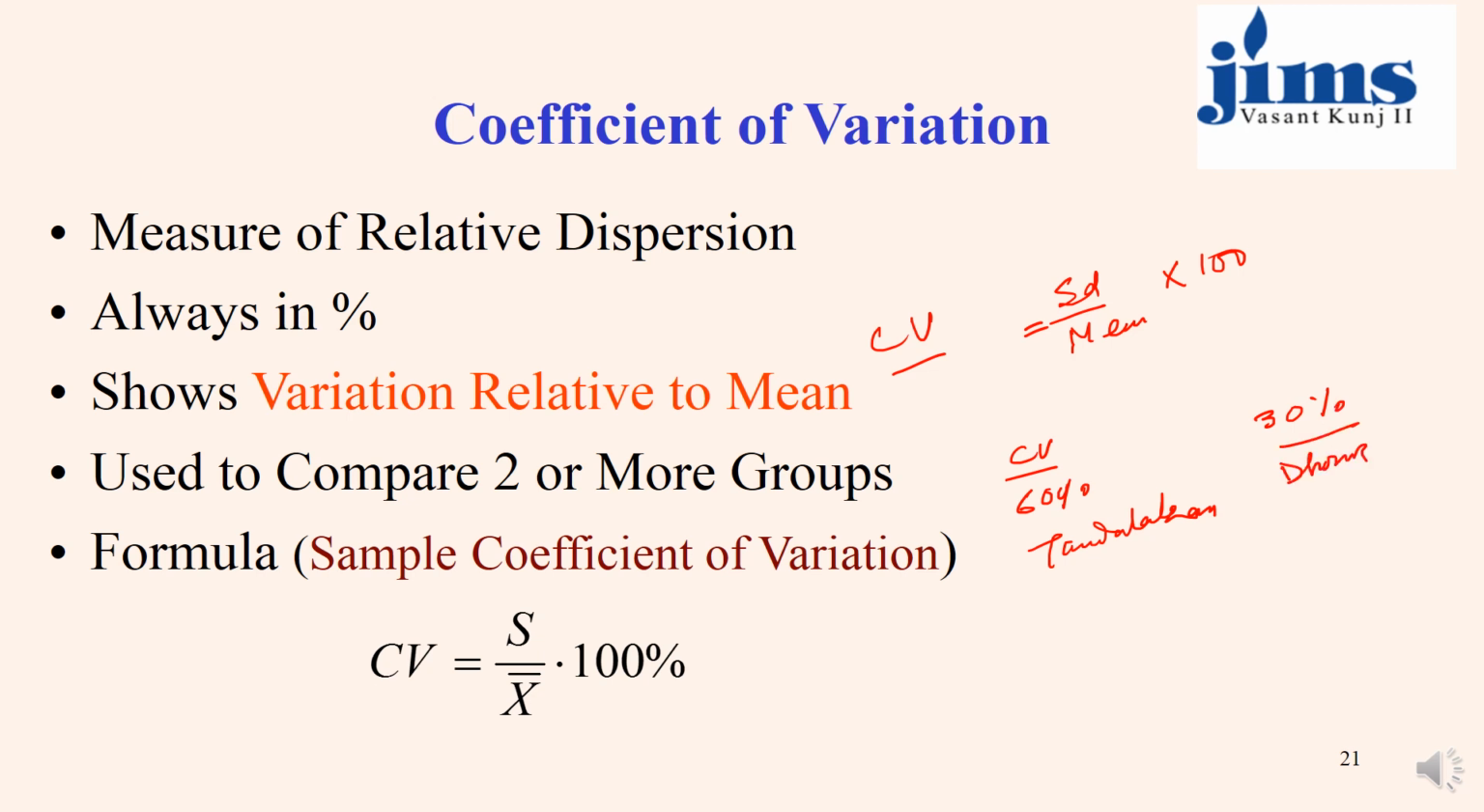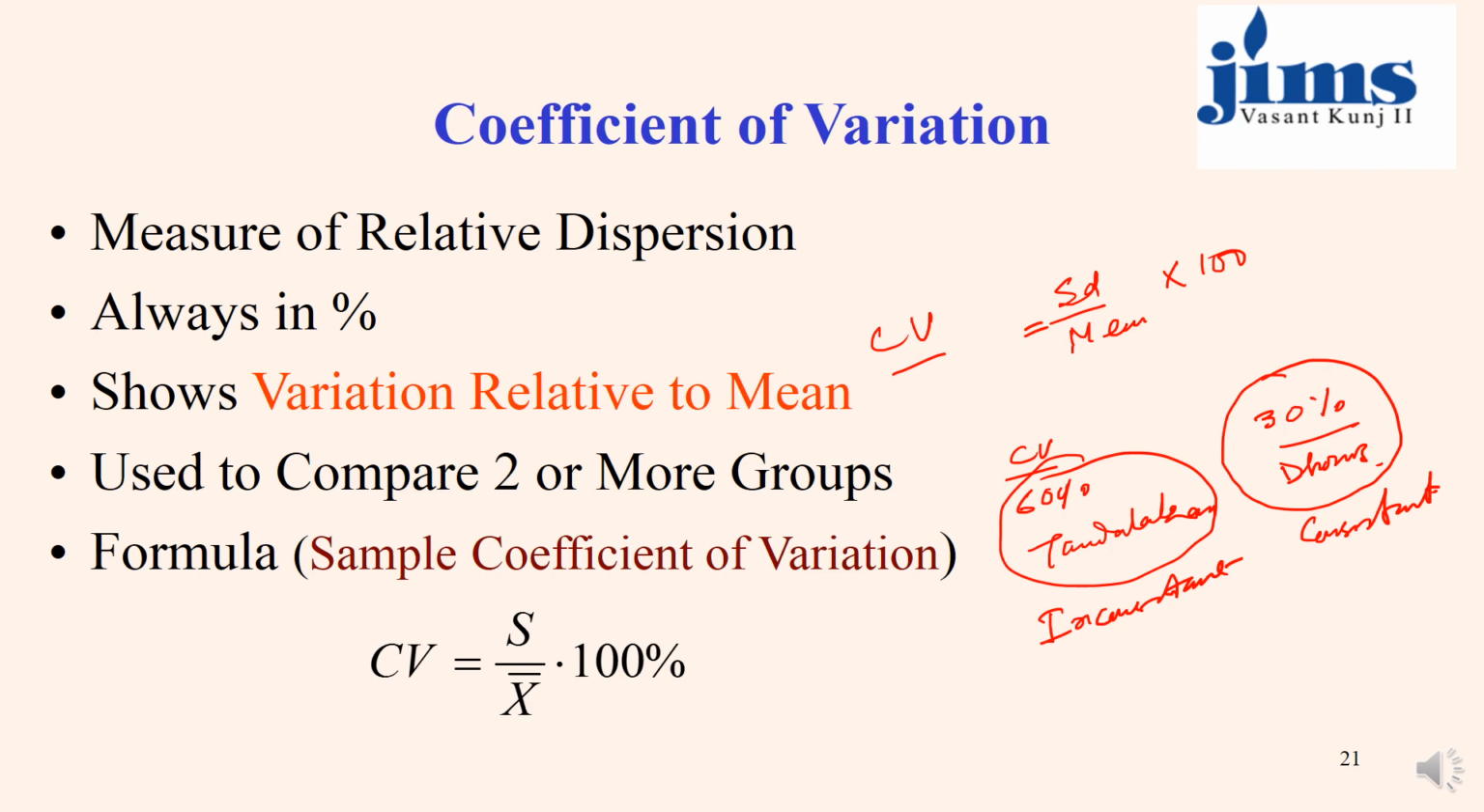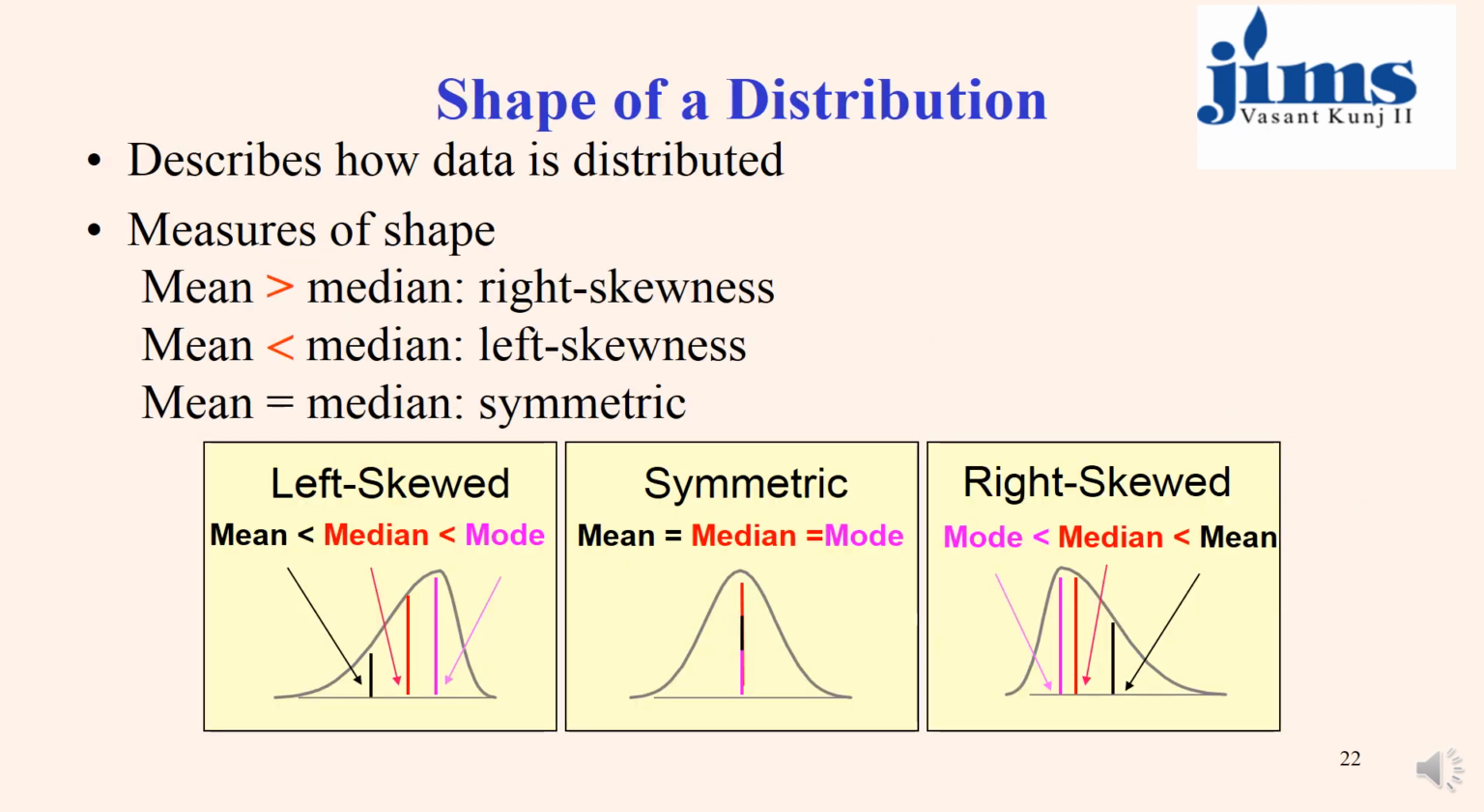Now who is consistent? Whose coefficient of variation is less, he is more consistent. The other is more inconsistent. What does the coefficient of variation actually indicate? Consistency of the data. On that basis, we can compare two data sets whether they are consistent or inconsistent.